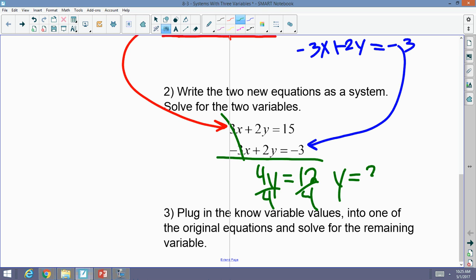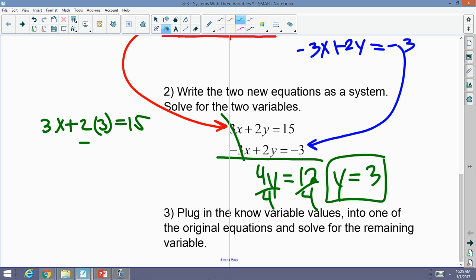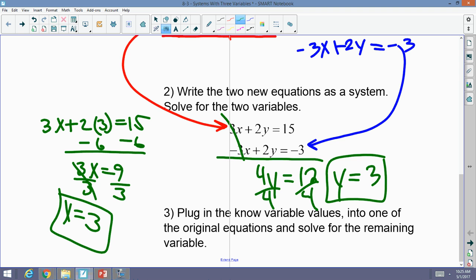Y equals 3. Now that y equals 3, how can I find x? Plug it in. Thank you, guys. So 3x plus 2 times 3 equals 15. Subtract the 6. 3x equals 9. Divide by 3. X equals 3. So now I have my x is 3. My y is 3. What's the last step?